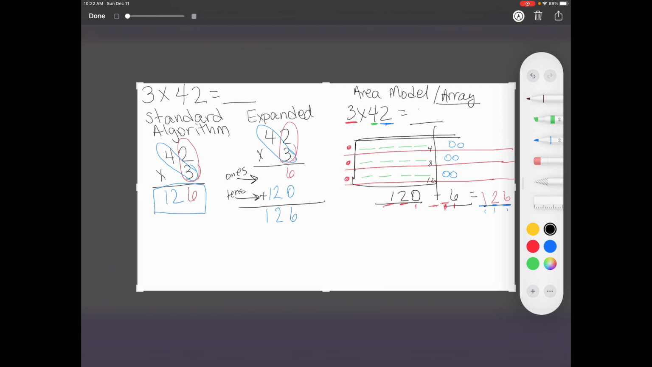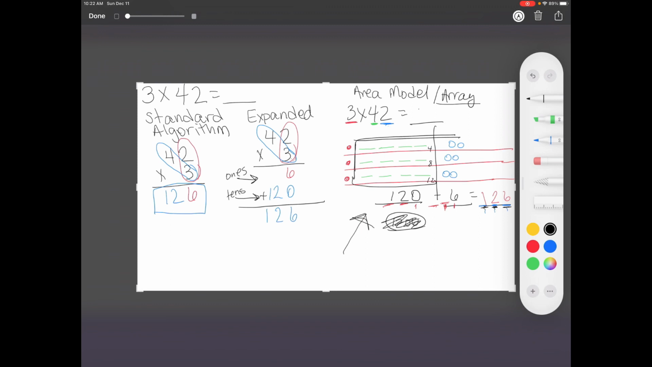This is possibly kind of tedious for you, but some of the kids are still writing their answer as this instead of 126. So the 3 place value lines over on the side are very helpful to make sure that they're keeping it straight and not giving you this business. Okay, so that's the area or the array model.